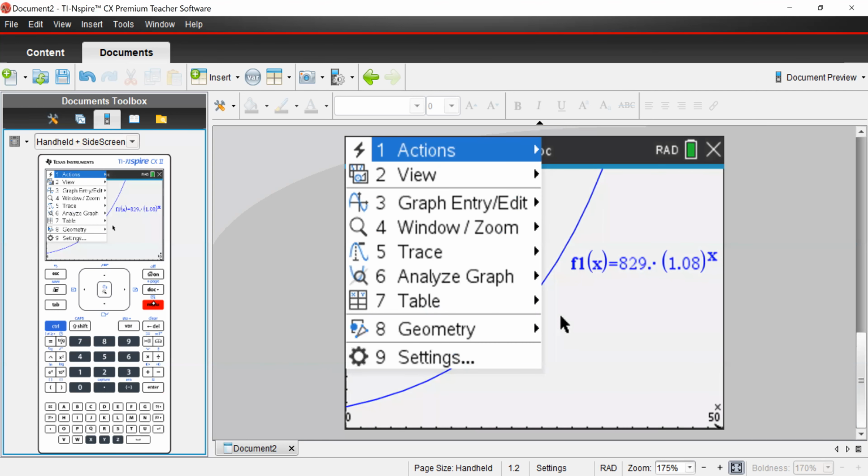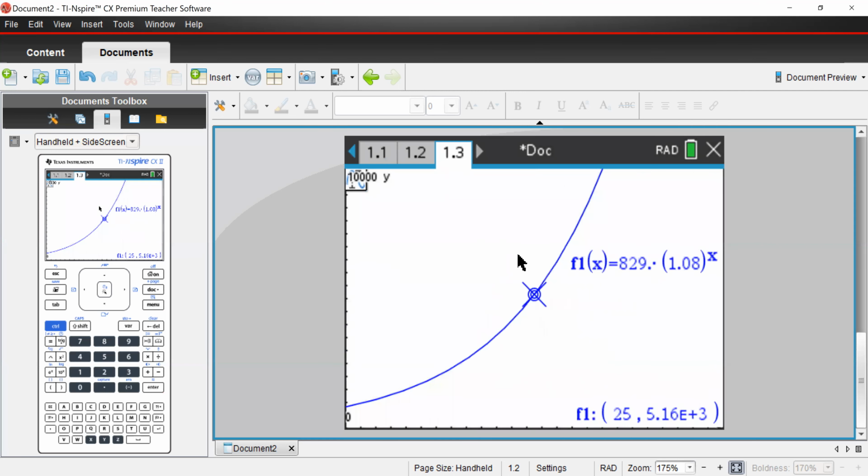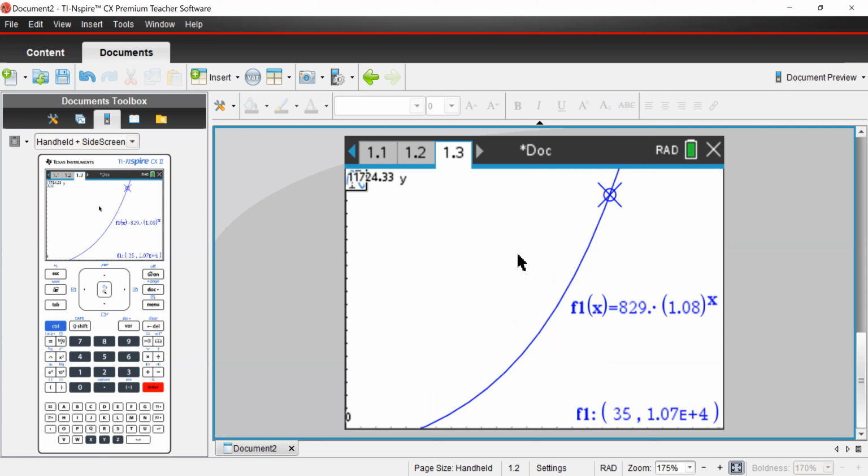If we know the x value, we go to graph, trace. And then we type in 35, because we know the x value is 35. And then at the bottom right corner of the screen, you will see the answer. It says 35, comma, 1.07 e plus 4. That means it's 1.07 times 10 to the fourth power, and that is $10,700 per semester.